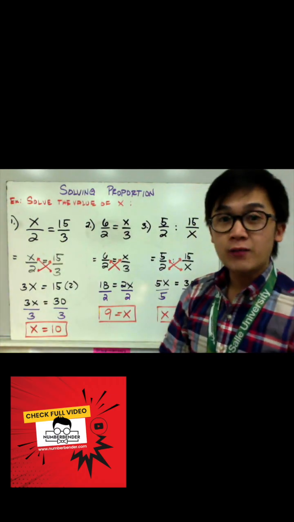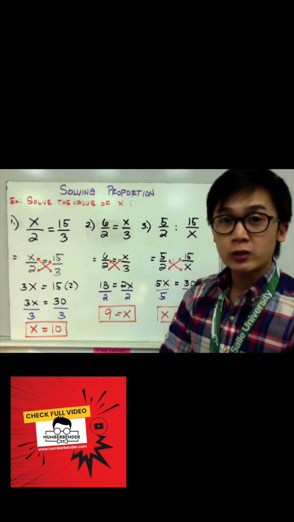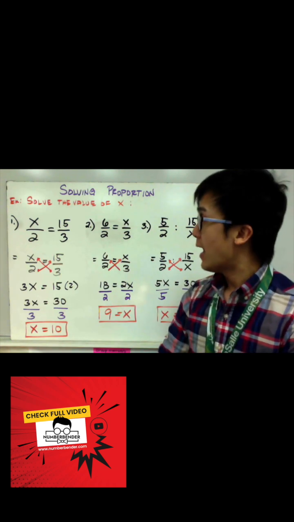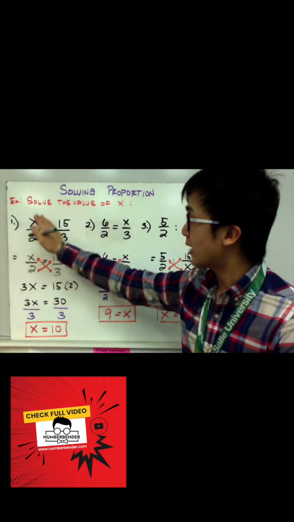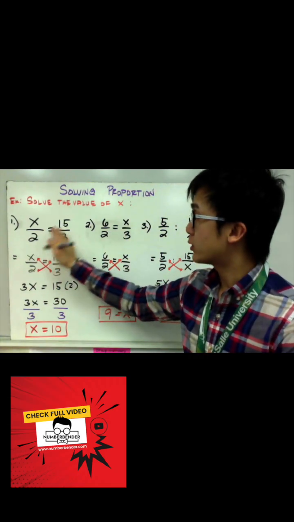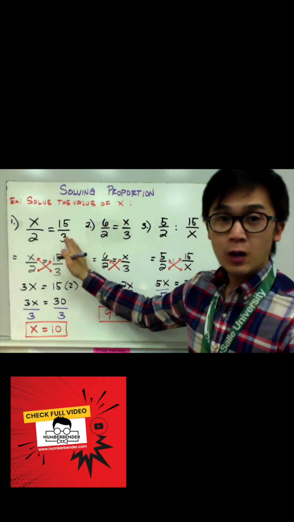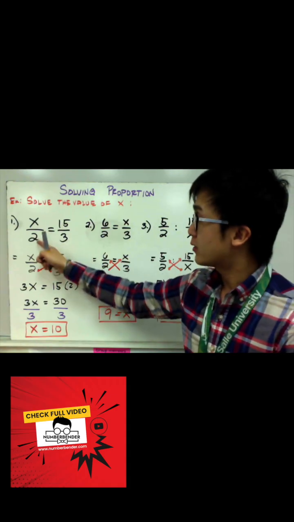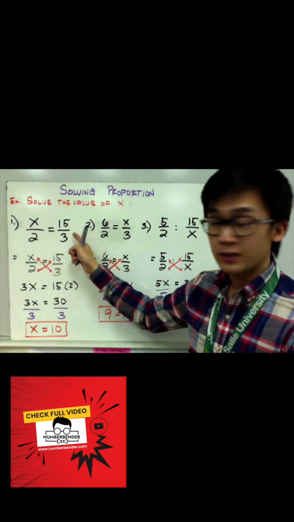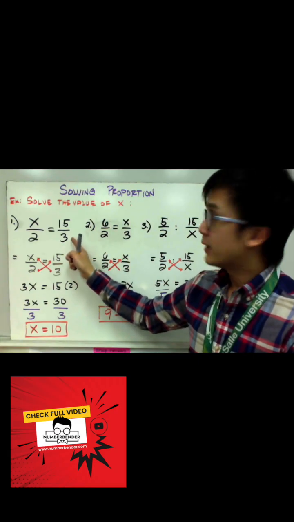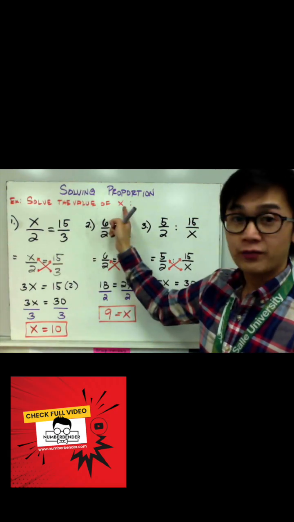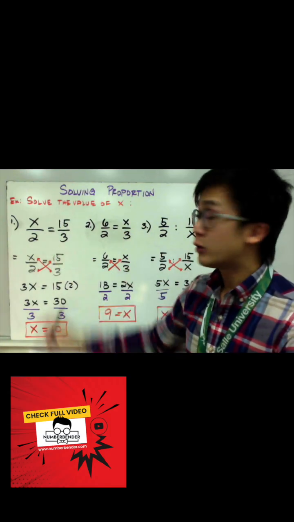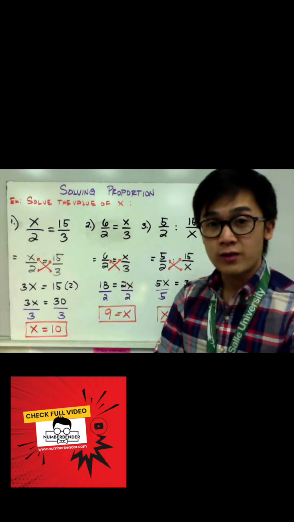Now here are several operations that you need to learn on how to solve problems involving ratio and proportion. I have example number 1, which is x over 2 equal to 15 over 3, which can represent ratio in a given problem. X is to 2 equal to 15 is to 3. Now, in solving for the value of x given a ratio or a fraction, you can use cross multiplication to solve for the value of x.